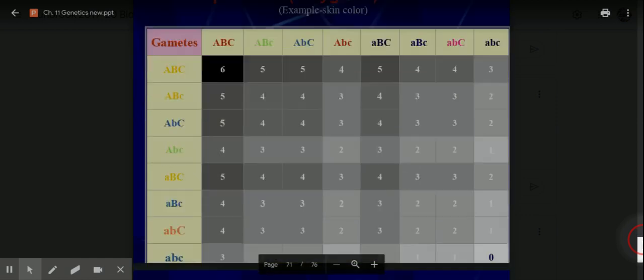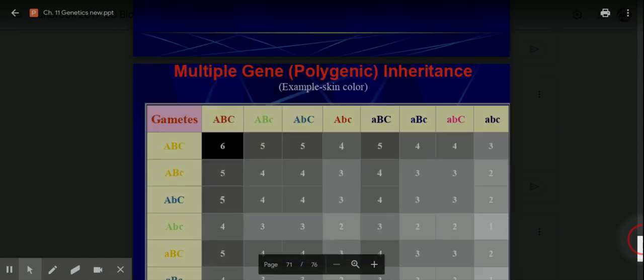Skin color, human skin color. Human skin color is what we call a polygenic trait. It is not controlled by one gene. It is controlled by actually three different genes. And each of those genes has two different alleles or flavors. That's a lot of variety. So there's not simply black, white, and mixed.